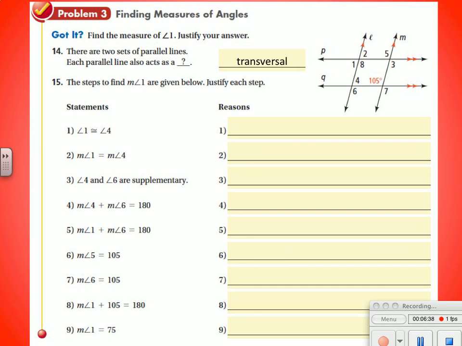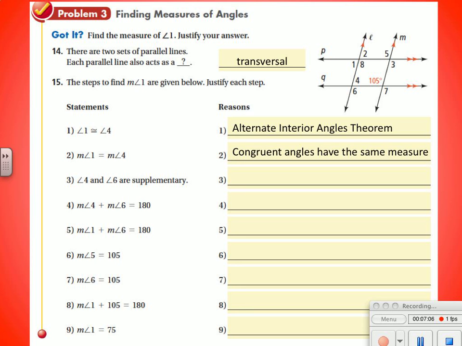So we're going to look at angle 1 and angle 4. What type of angles are those? We can say angle 1 is congruent to angle 4 because they're alternate interior angles, so the alternate interior angles theorem. In addition, we now can say the measure of angle 1 equals the measure of angle 4. Congruent angles have the same measure.